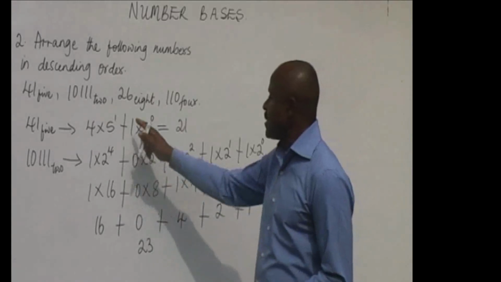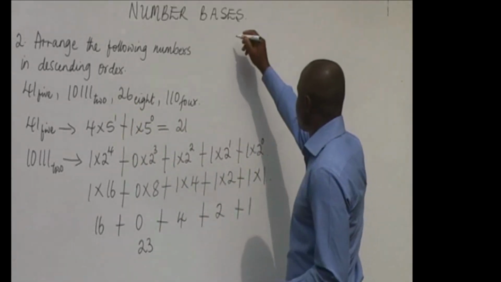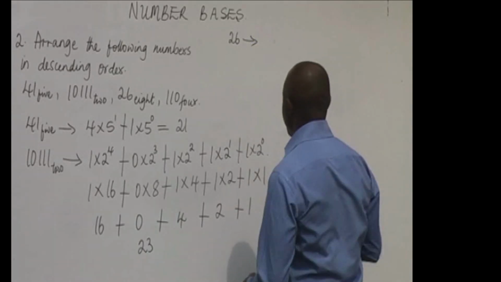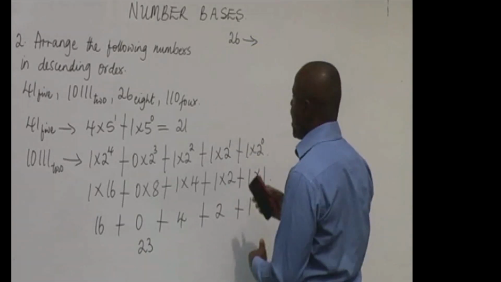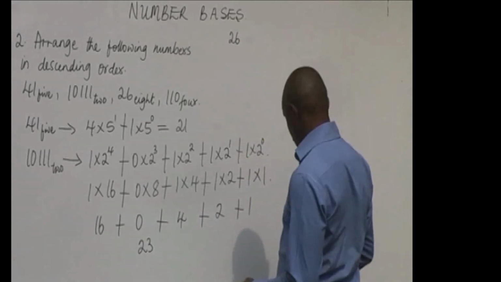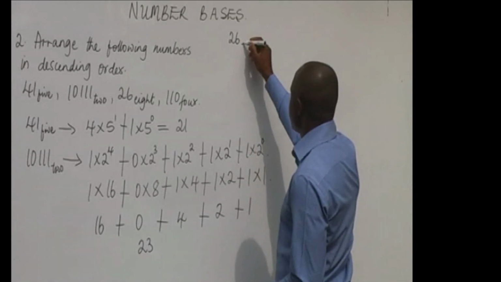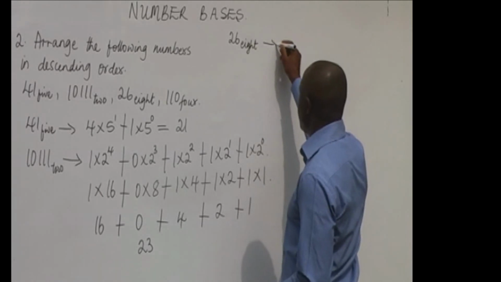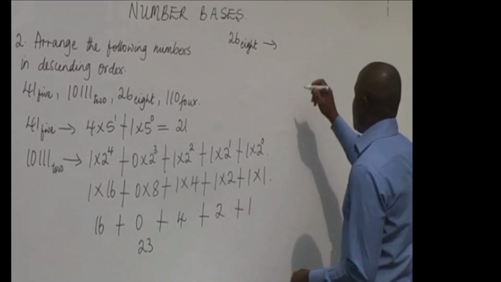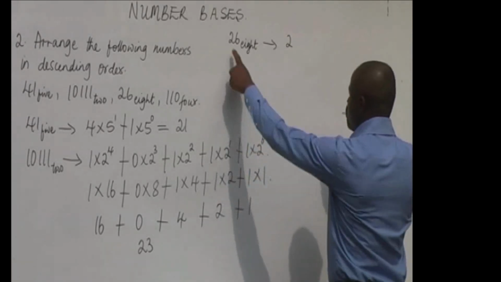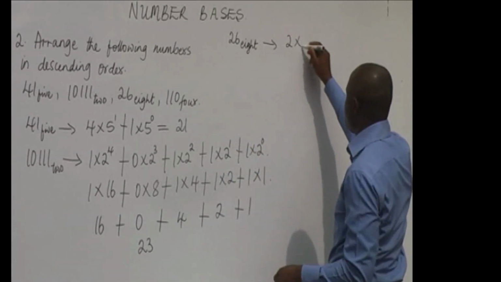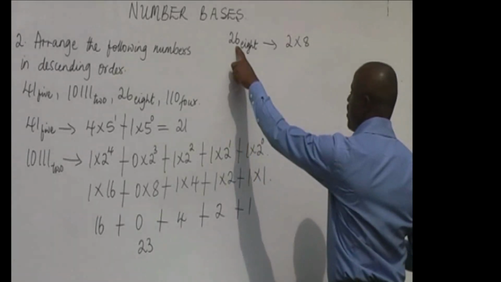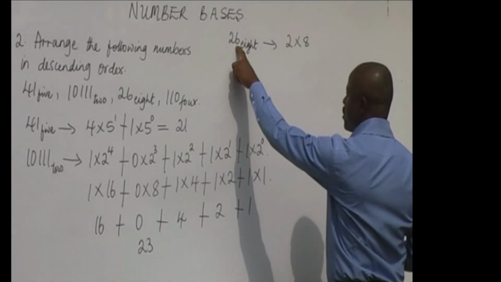Now let's take the next. The next is 26 base 8. So 26 base 8 has the value in base 10 in this order. Take the first digit 2, multiply it by the base 8, and raise it to the value of the remaining digits, which is only 1.